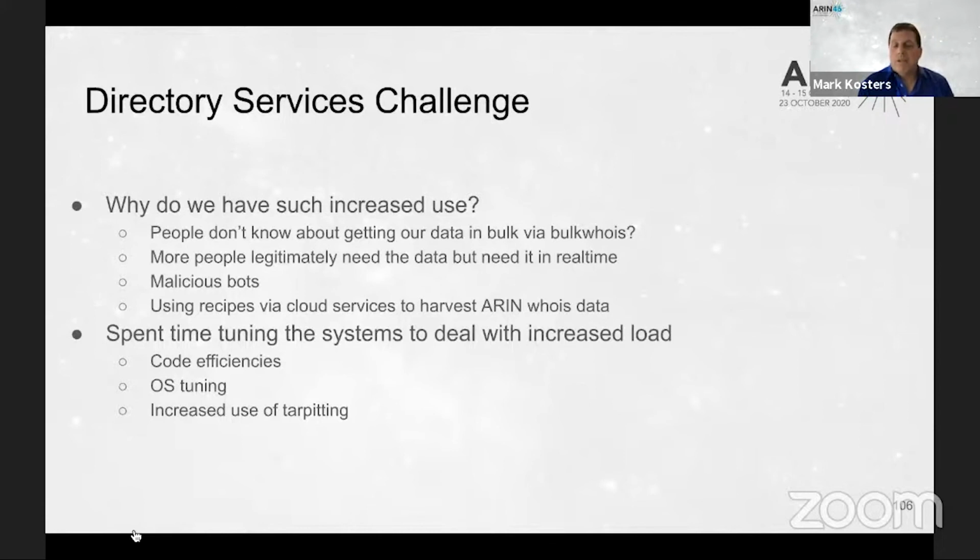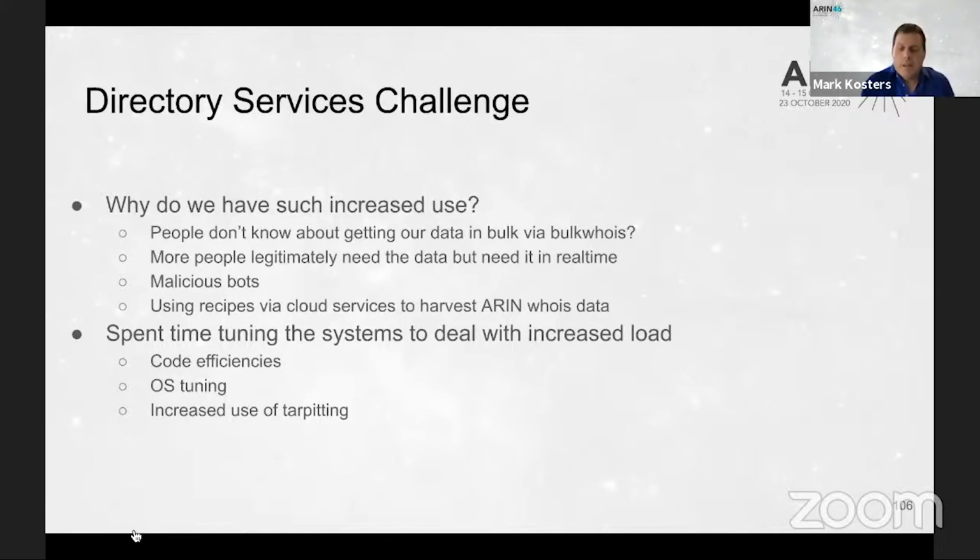We've also seen malicious bots, and we've seen widespread activity from malicious bots. And then there are also other things, and I've brought this up in the past, of people using recipes via cloud services to harvest Whois data. There's one case in particular, Mark's blog, and no, it's not me, but a different Mark. He came up with here's how you set up Amazon Web Services, and here's how you get data from ARIN, and how you can really blast them to get all the data you need.